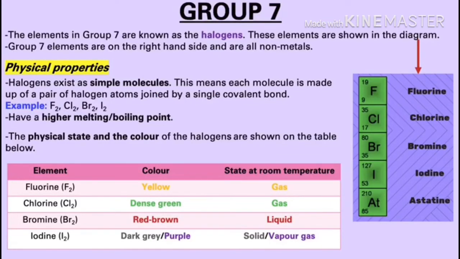Group 7. The elements in Group 7 are known as halogens. These elements are shown in the diagram. Group 7 elements are on the right-hand side and they are all nonmetals. So let's look at the physical properties.